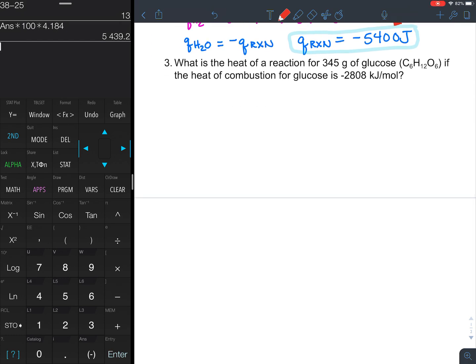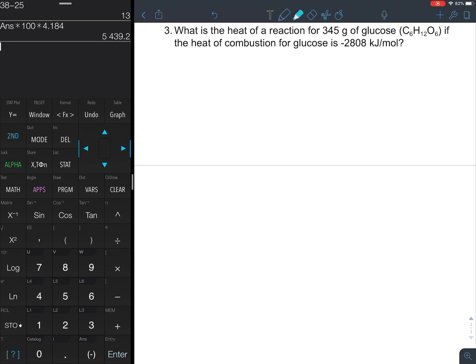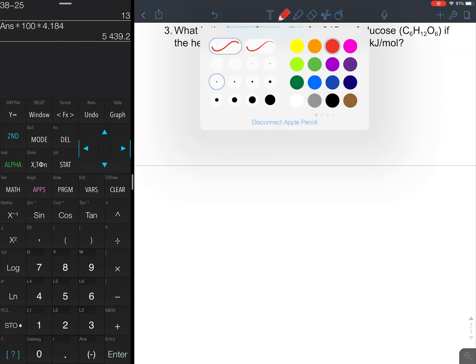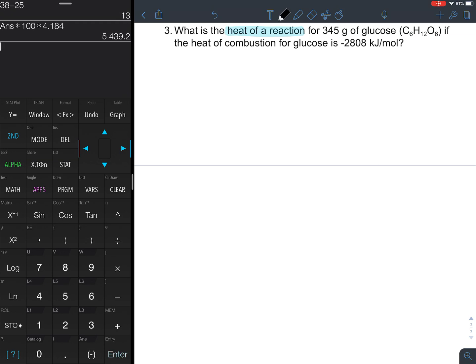All right, let's take a look at this last example. Again, it's going to ask us what is the heat of reaction, so we're looking for Q again. We have 354 grams of glucose. If the heat of combustion for glucose is 2,808. In this case, we don't need to actually use Q equals Cm delta T. We are just going to do a conversion because we already know what the Q, or the heat, is. So we're going to go from grams to moles, and then from moles into kilojoules.